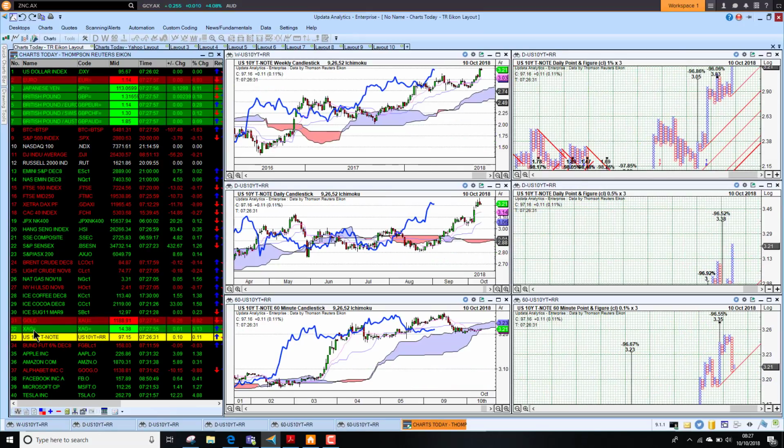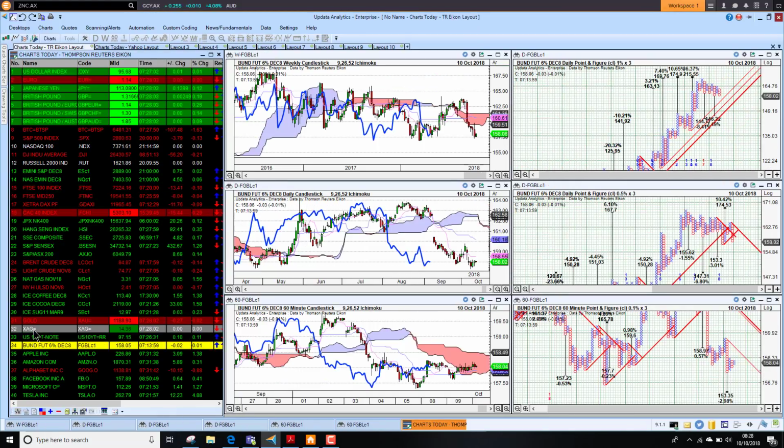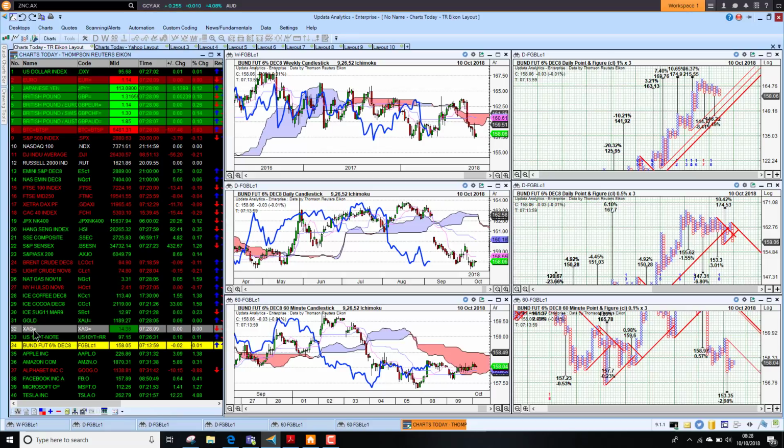The US 10-year yield is still looking pretty bullish, sitting at 3.21%, and German bonds, having had lows at the start of the week, have recovered a little bit, but again, bond prices across Europe are looking pretty bearish.